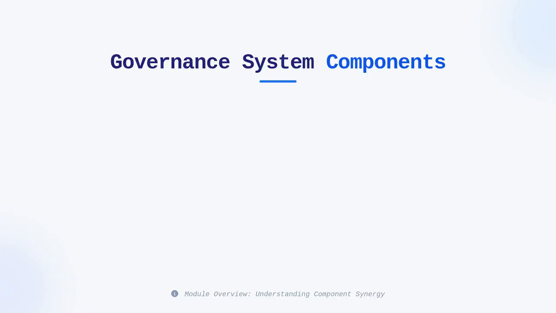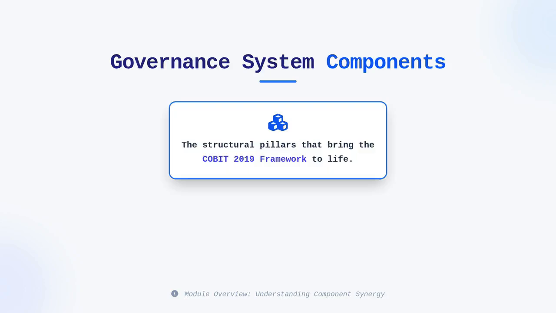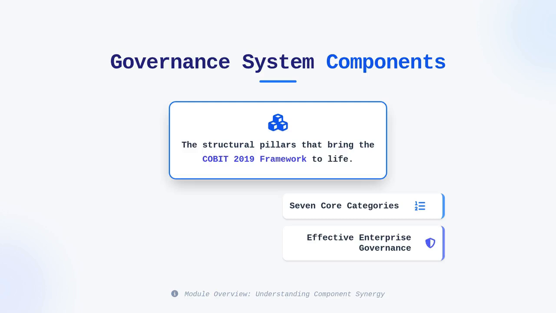Welcome to the module on Governance System Components, where we will examine the structural pillars that bring the COBIT 2019 framework to life. We will specifically focus on the 7 categories that serve as the building blocks for an effective enterprise governance system.